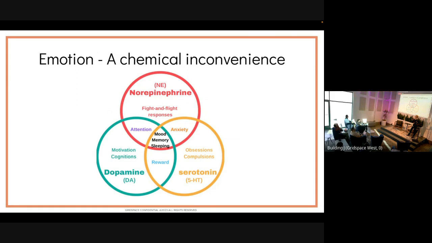So what is an emotion? It is a result of neurotransmitters in the brain. Specifically, these three tend to be thought of as the emotional neuromodulators: dopamine, serotonin, norepinephrine, am I saying that right? It's adrenaline-based, similar to adrenaline. Same thing, there we go.